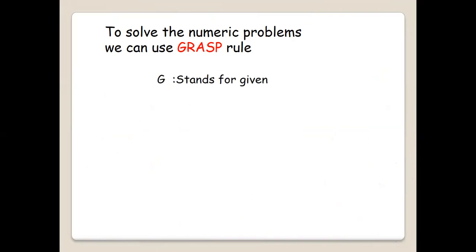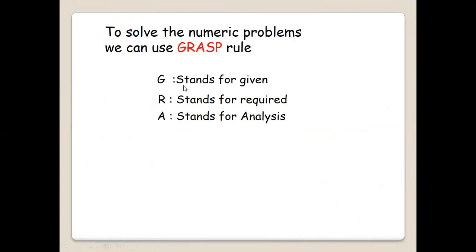Now again, just revising the mnemonic for solving the numerical problems. You can easily do that with the help of this. G stands for the given, R stands for the required, A stands for analysis. After looking for the given and required, you are going to analyze these two, and you are going to put the proper formula to find the solution of this numerical. And P is your paraphrase, that is the conclusion of your numerical.